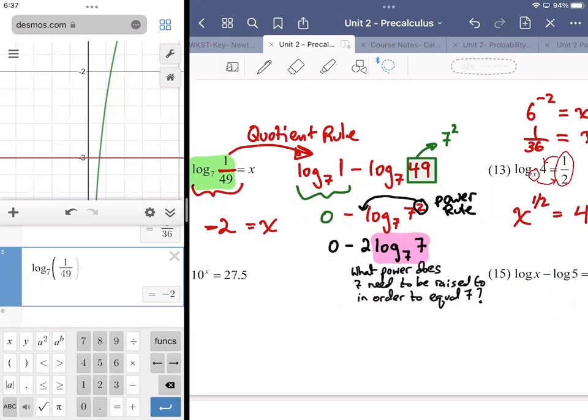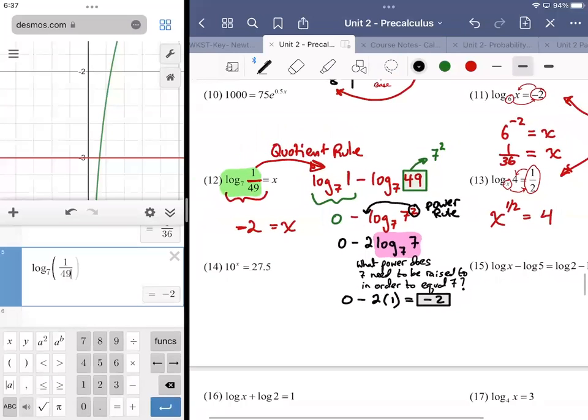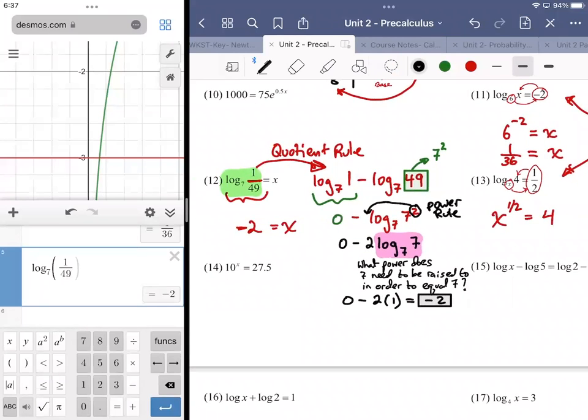right? So if you look at this and say, okay, every step of the way, what power does 7 need to be raised to in order to equal 7? You should come back with a 1. 7 to the first power is equal to 7. So this would become 0 minus 2 times 1, which is equal to -2, which is what we got using the technology. But this is kind of the genesis of that.